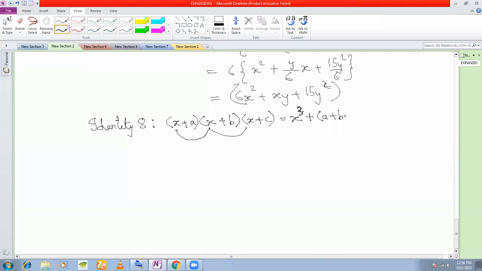Next, you take the sum of a, b and c and reduce the power of x by 1. So from x cube, it becomes x square. Next, you take the sum of the products two at a time, ab plus bc plus ca, and again you reduce the power of x by 1. So from x square, it becomes x. And finally, you have the product of all three, abc. Okay, so that is how you remember this. We'll see one application of this.